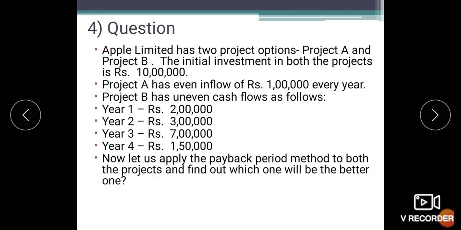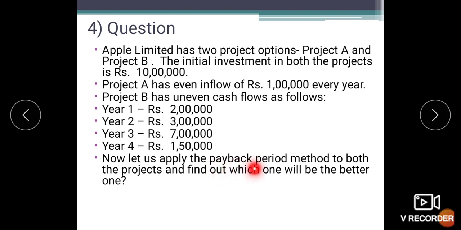Now we can discuss another problem. Apple Limited has two project options, Project A and Project B. The initial investment in both projects is 10 lakh rupees. Project A has even inflow, 1 lakh rupees every year. Project B has uneven cash inflows as follows: in the first year 2 lakh rupees, in the second year 3 lakh rupees, in the third year 7 lakh rupees, in the fourth year 1 lakh 50,000.